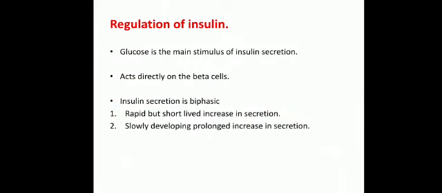The main stimulus, see what you all should understand is the main stimulus of insulin secretion is glucose itself, and it acts directly on the beta cells. The secretion of insulin in the body, we call it as a biphasic secretion. It happens in two phases. The first phase of insulin secretion is rapid, but it is short-lived.